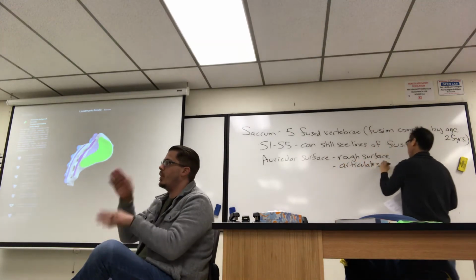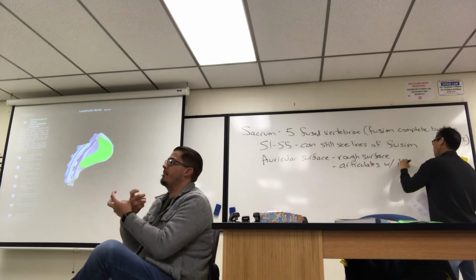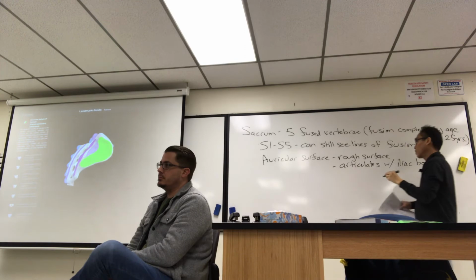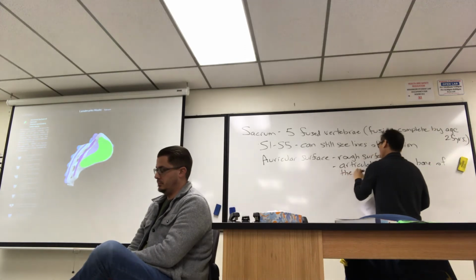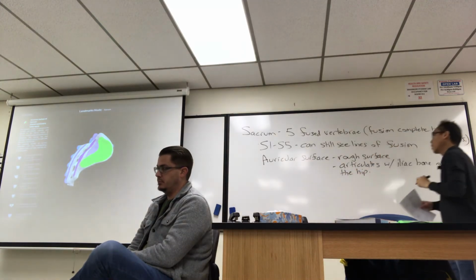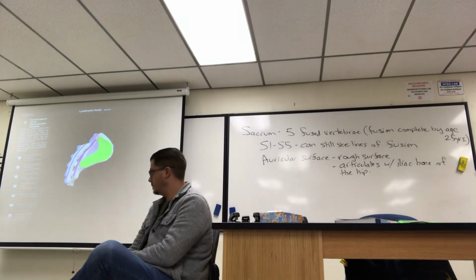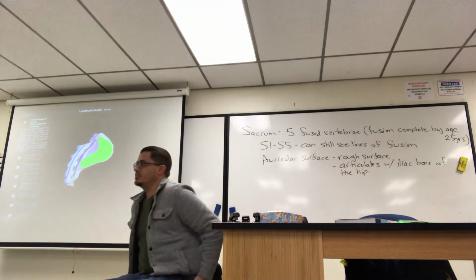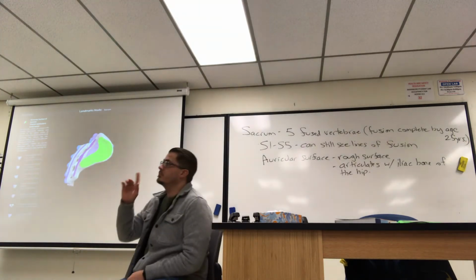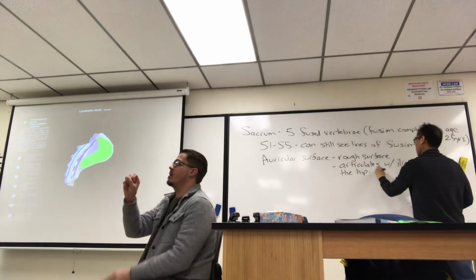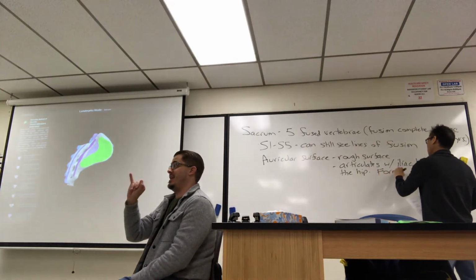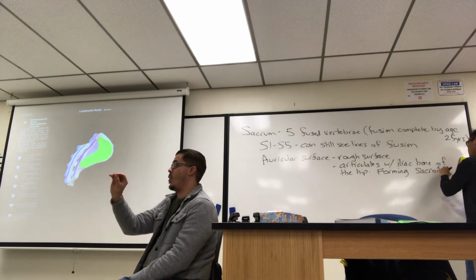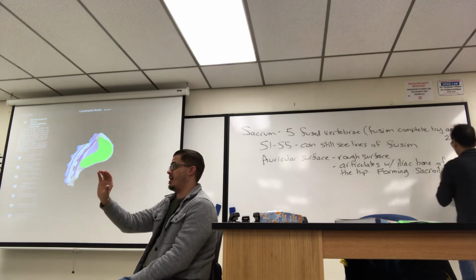It articulates with the iliac bone of the hip. And so that joint is called the sacroiliac joint, forming the sacroiliac joints.